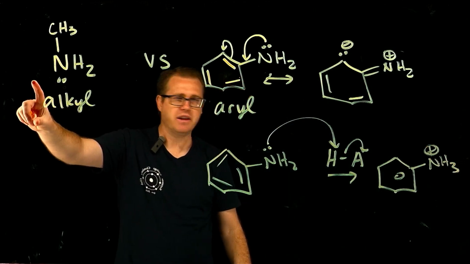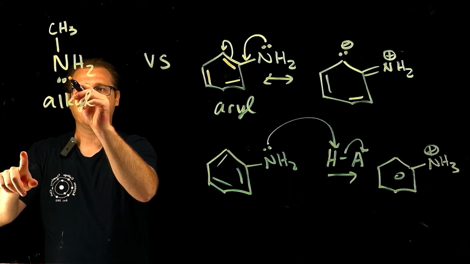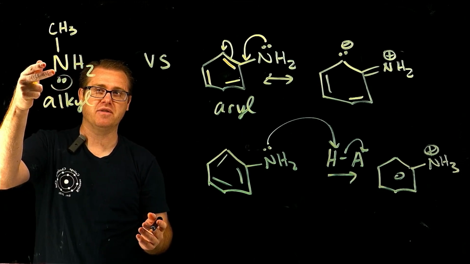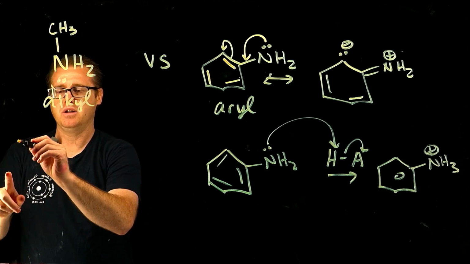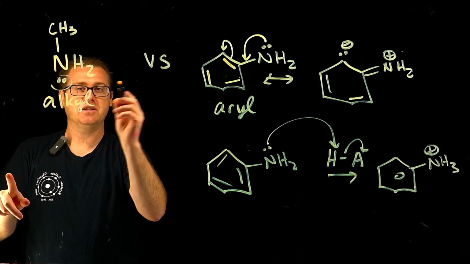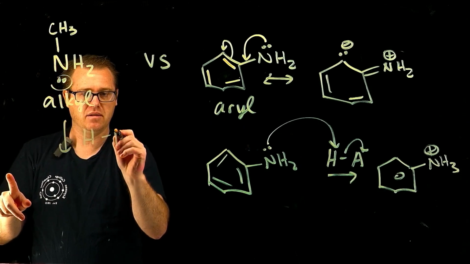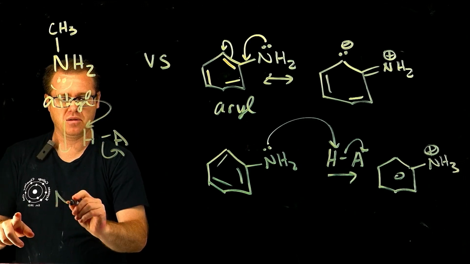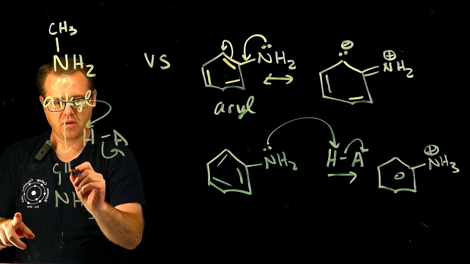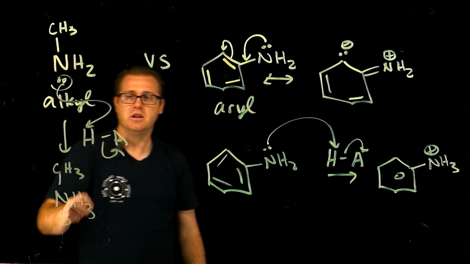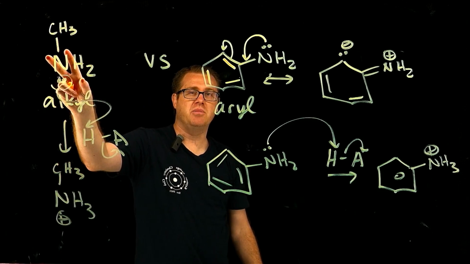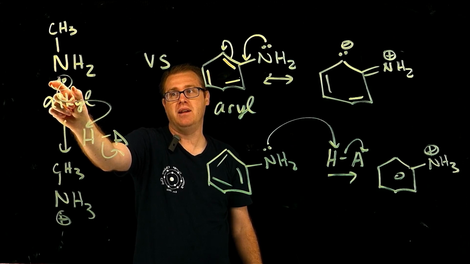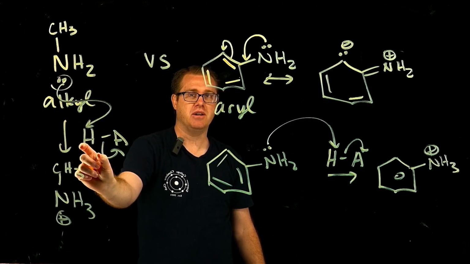But then compare this to the alkylamine. When you take a look at this, can this lone pair right here resonate in anywhere? Is there a resonance structure for this? No. So all you have for this guy is it can only do one thing. It just comes in and abstracts the proton. So it is this amine that's going to be more basic because its lone pairs can only do one thing, and that's going to abstract the proton.